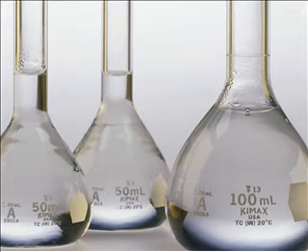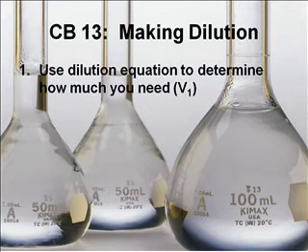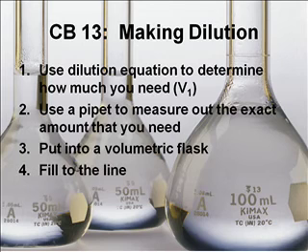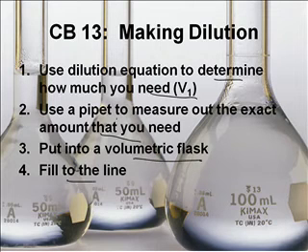Okay, when you make a dilution, actually, here are the rules of making a dilution. You might want to write these down. Actually, you need to write these down. Use the dilution equation to determine how much you need, V1, that's what we just did. Use a pipette to measure out the exact amount. Put it in a volumetric flask and fill to the line, which is what I just did.